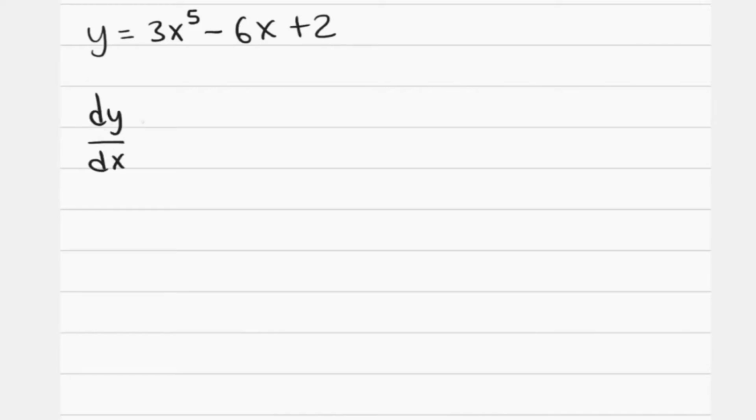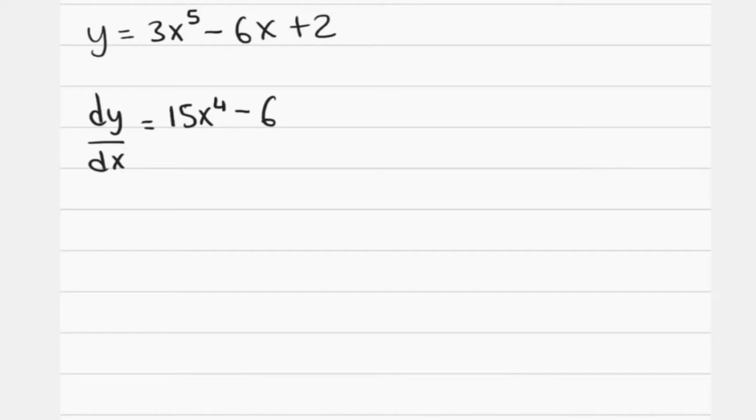So let's say we've got a function of y equals 3x to the 5, take away 6x plus 2. If we wanted to differentiate this, we would do dy over dx is equal to 15x to the 4, take away 6. So the real question is, how do I reverse the process? If I was given dy over dx, how would I get back to the original y equals equation? And that's what we want to learn here.